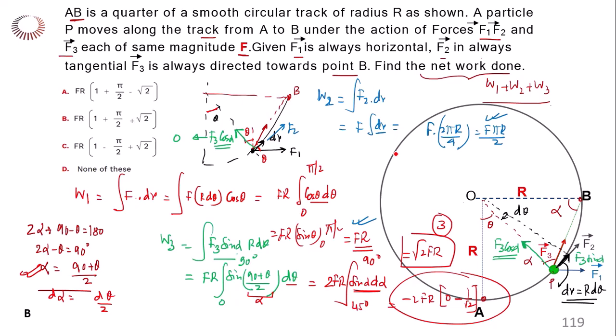First number is which one? First number is this one. So this is the first answer. Okay. And the third one is this and the second one is this. Now simply add these. Total work will be W1 plus W2 plus W3, and once we add, take Fr common. So first gives the 1, second gives how much? Pi by 2, and third gives root 2. So option B will be your answer.